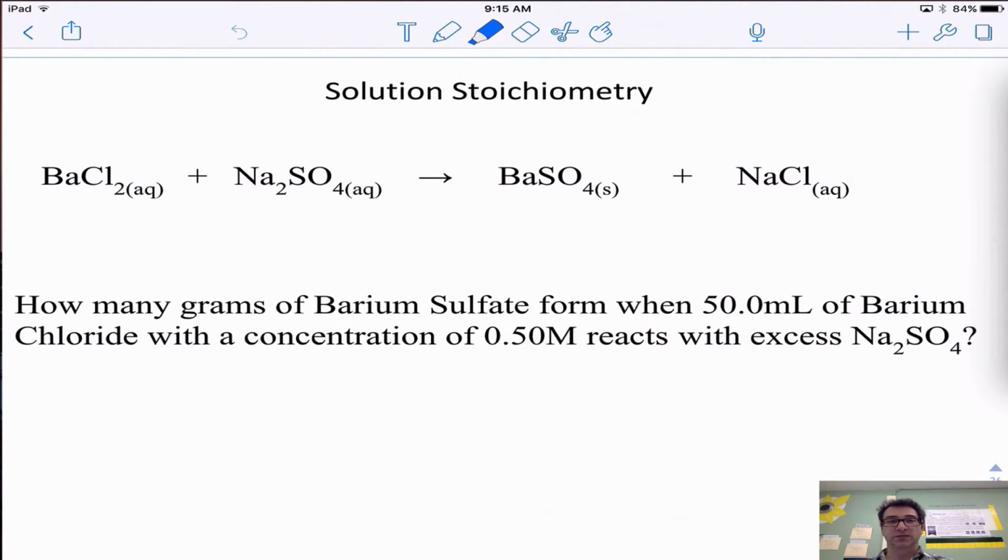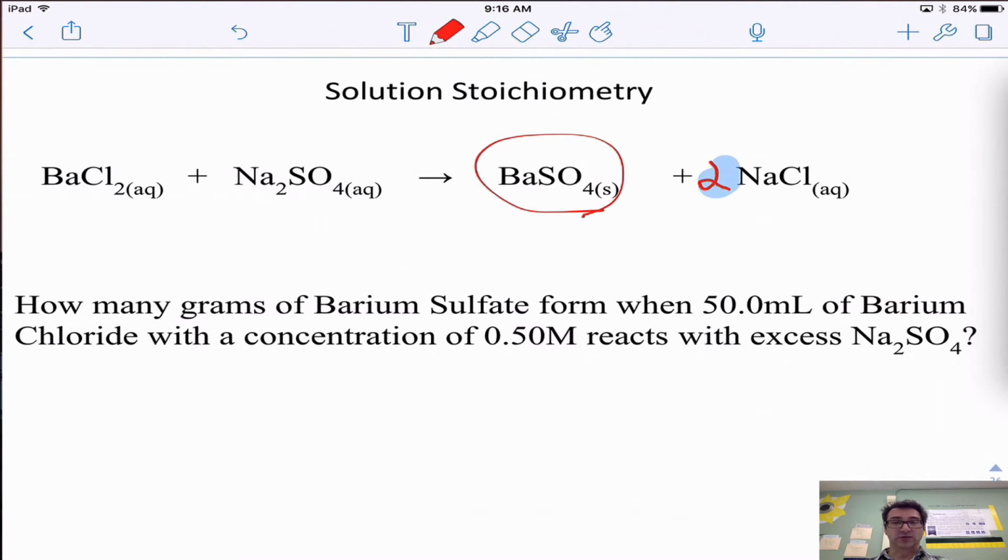First thing I always need to do in a solution stoichiometry problem is balance the equation. When I do this, I see that I don't have enough Nas or Cls on each side. So if I put a 2 on the left side, on the right side here, then I will have a balanced equation. The question is asking how many grams of barium sulfate form when 50 milliliters of barium chloride with a concentration of 0.5 molar reacts with excess Na2SO4.